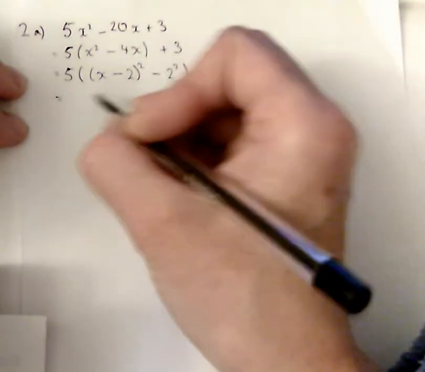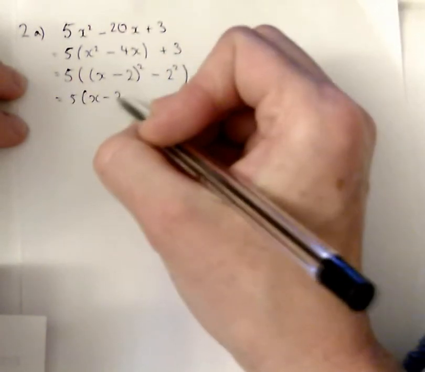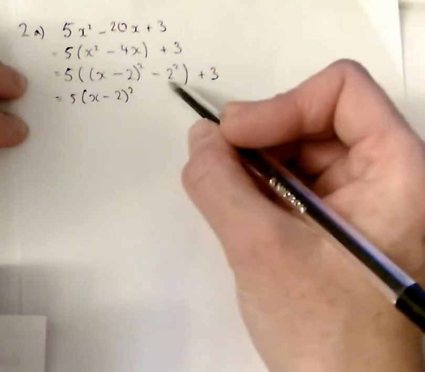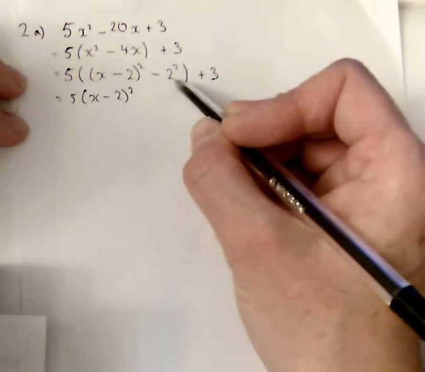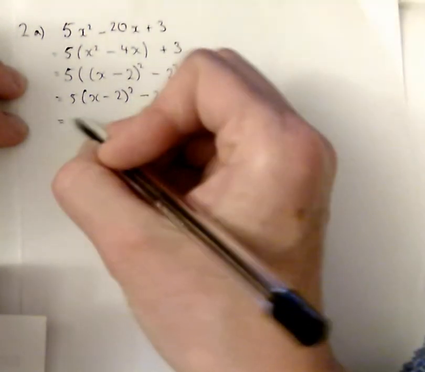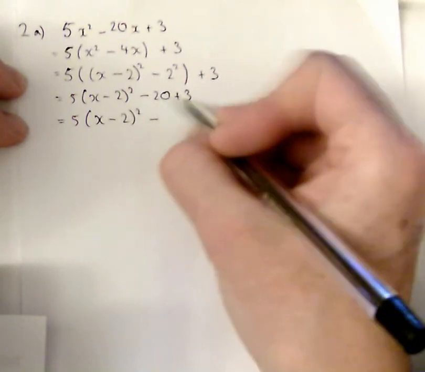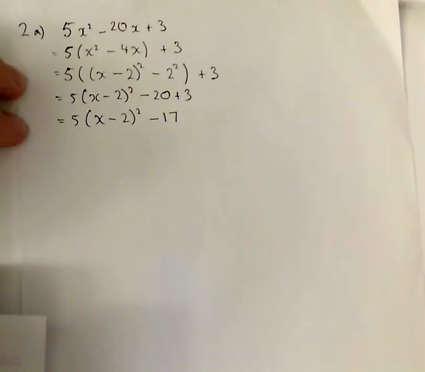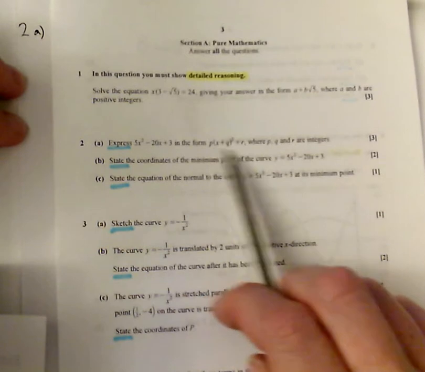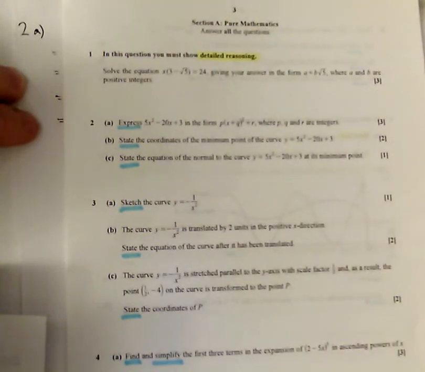So let's do a bit of tidying. We've got 5 multiplied by (x minus 2) squared and 5 multiplied by negative 2 squared, so that's negative 4. So that gives me minus 20 plus 3. And finally we get 5 brackets (x minus 2) squared, take away 17. We've got 3 integers and it's in the format required. So p is 5, q is negative 2, and r is negative 17.